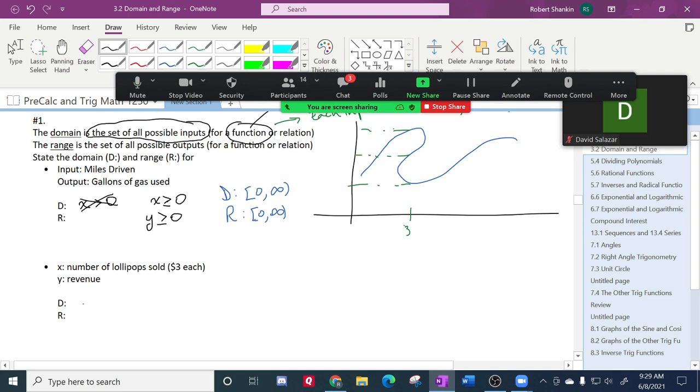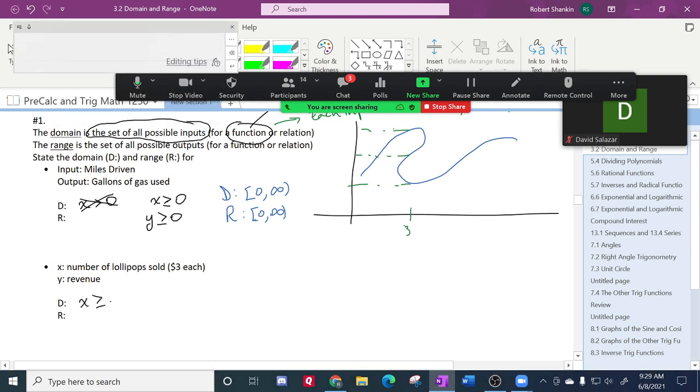So would this be the case? x greater than or equal to 0. You can only sell a non-negative number of lollipops. And then could you make a negative number of revenue dollars? Remember, revenue is just money coming in. It doesn't have anything to do with the cost. This seems like it should be y. y greater than or equal to 0.